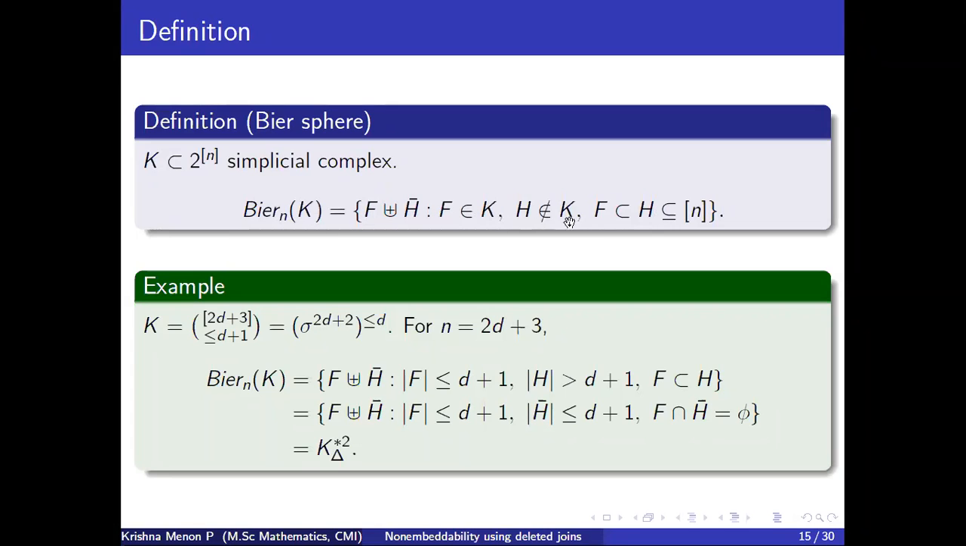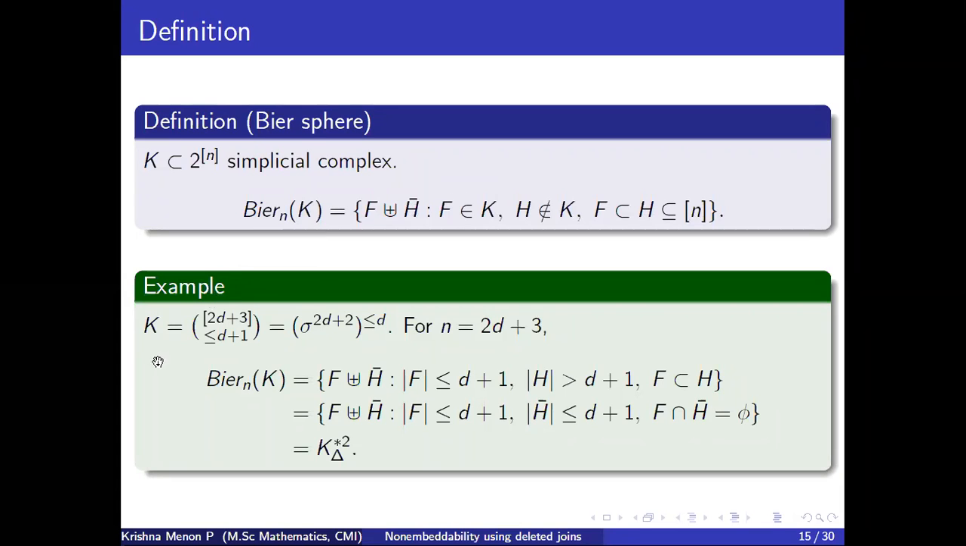Okay, so basically what you're doing: these are all the simplices in the Beer n sphere. So again, there are two copies of the numbers from 1 to n. And from the first copy, you have to choose some simplex of K. Okay, and from the second copy, you choose the complement of something that is not in K. And your choices should be such that F is contained in H. I'll leave it to you to verify why this is a simplicial complex. So that is the definition.